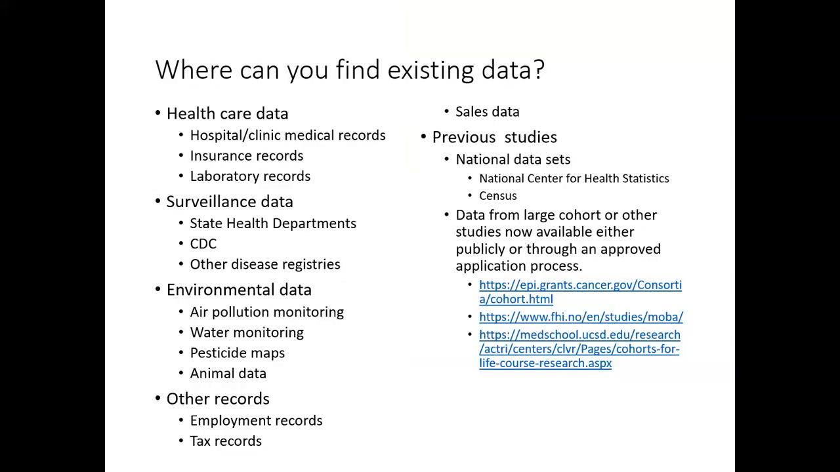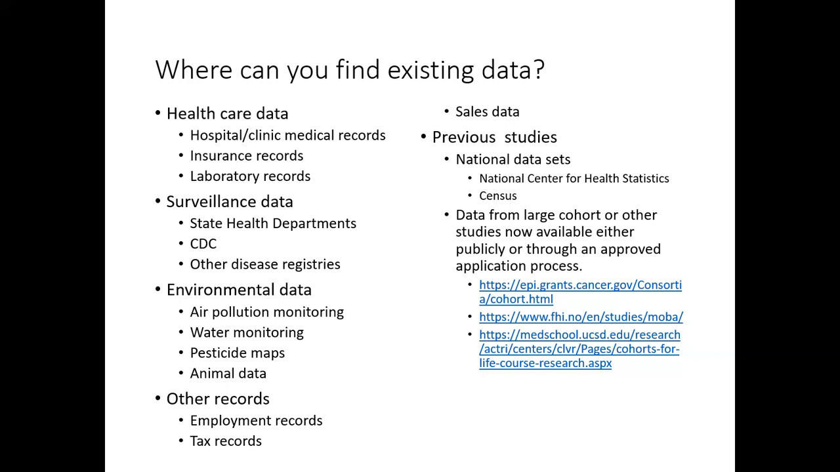So existing data would include healthcare data, hospital, clinic, medical records, insurance records, laboratory records. It could also include surveillance data, like from state health departments, the CDC, or other disease registries. It could include environmental data. Maybe you're interested in air pollution, water contaminants, pesticides, animal data, right? You may get that from different monitoring systems. Maybe you're looking at something in employment record or tax records or sales data.